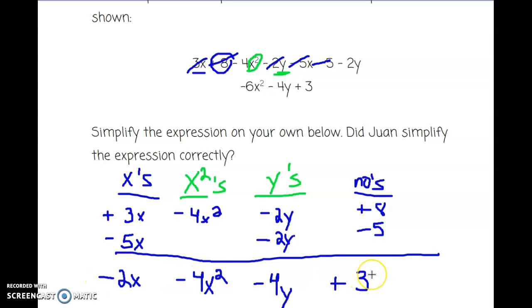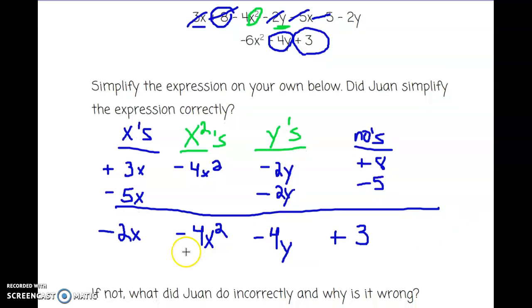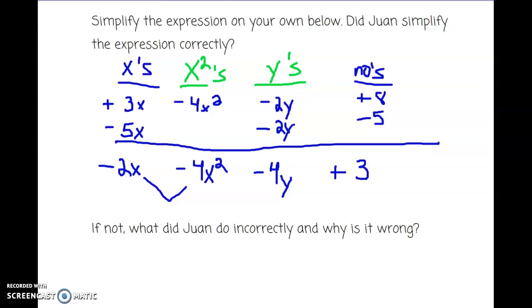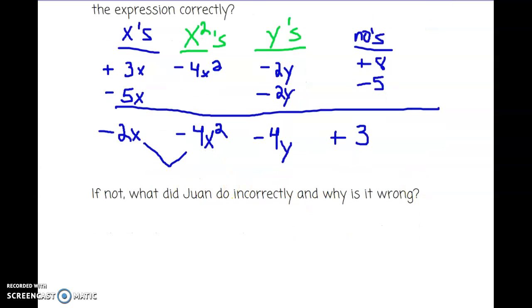So if I compare what I simplified down here to what Juan got up here, it looks like he did get the correct number here for y's, and he got the correct number here for his constants, or what we call no's. But it looks like he put together his x squareds and his x's. Because negative 4 and negative 2, if I have 2 negatives here and 4 negatives here, that would have been a negative 6, which looks like that's this negative 6 up here. So what we have to do is figure out, by writing in this blank space, what Juan did wrong and what we have to do to correct that.